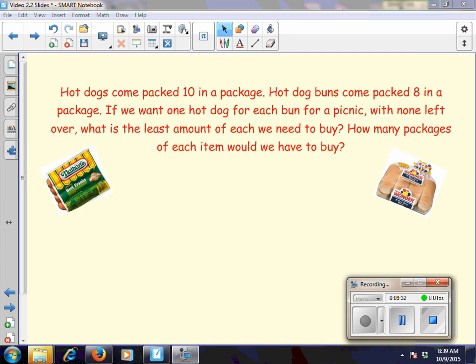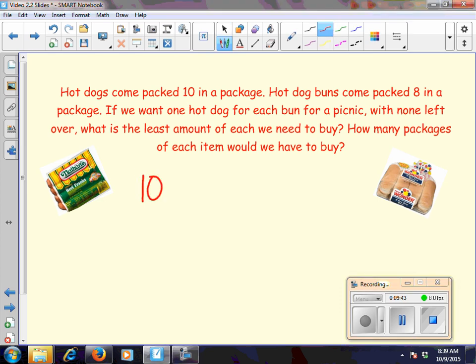Well, Miss Highland, you were just recently talking about least common multiple, and I think you can do that here. I think you can continually count by 10 hot dogs like this. So 1 package of hot dogs would be 10, and then the next would be 20, and the next would be 30, and then you'd have 40, and then you'd have 50, and so on.